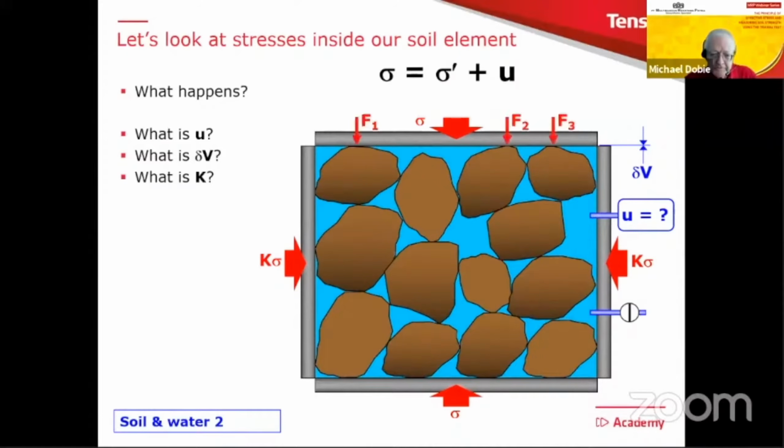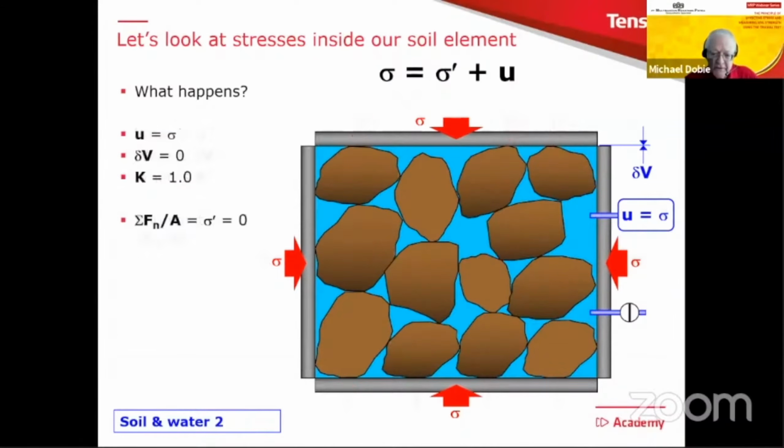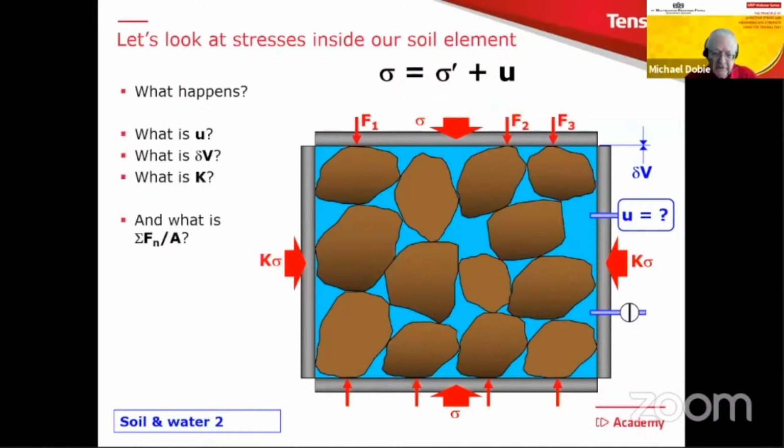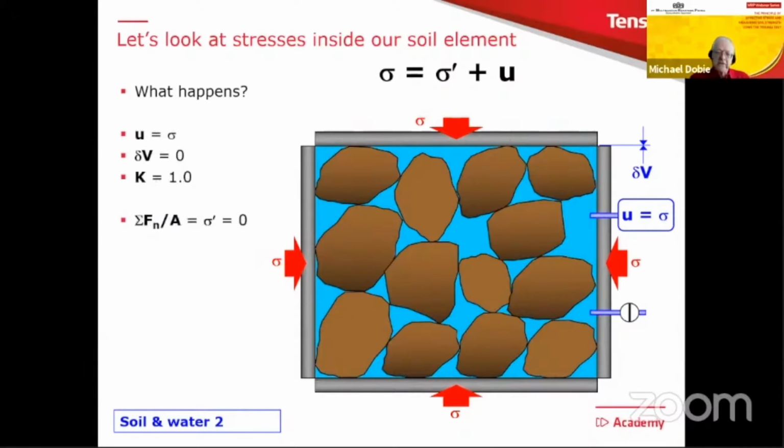So let's just draw in our effective stresses. We got the forces coming down through the soil grains, as we had before. Sorry, whoops. Let's go back. Those soils. And therefore, the other question is, what is the effective stress at the moment in this situation? And these are the answers. That the pore pressure U is equal to sigma, delta V is 0, and K is 1. And the effective stress is 0.